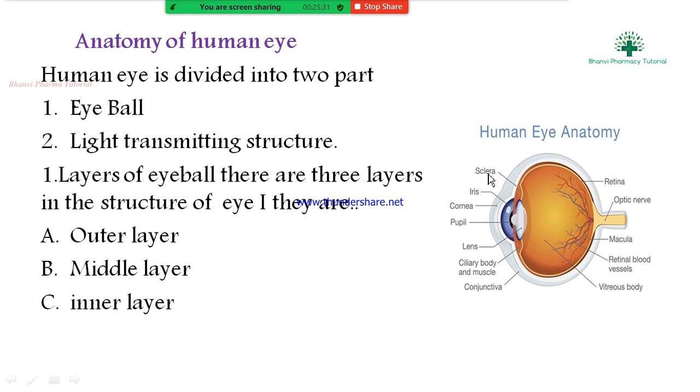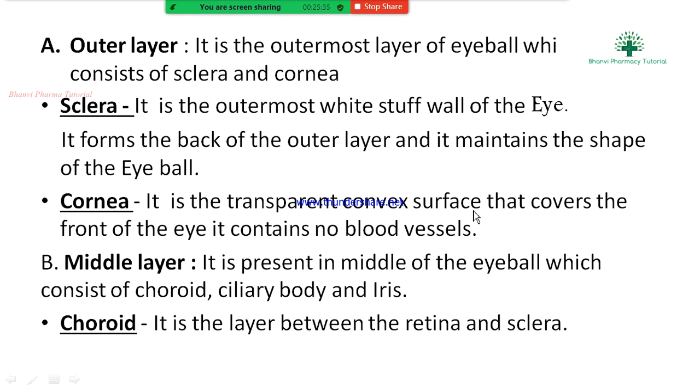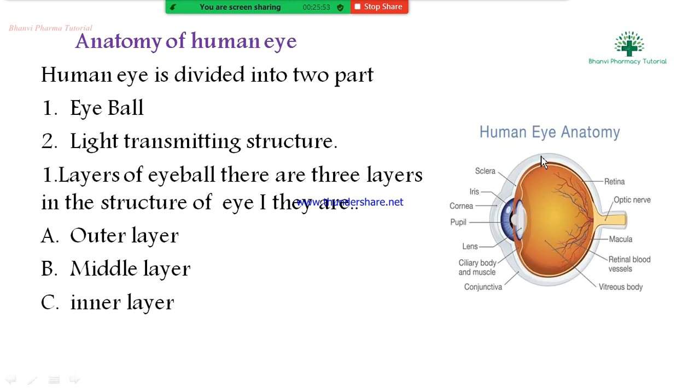Cornea and sclera. This comes under the outer layer of the eye. What is sclera? Sclera is the outermost white wall of the eye. It forms the back of the outer layer and maintains the shape of the eyeball. You see the diagram of sclera? This is the shape of the eyeball.